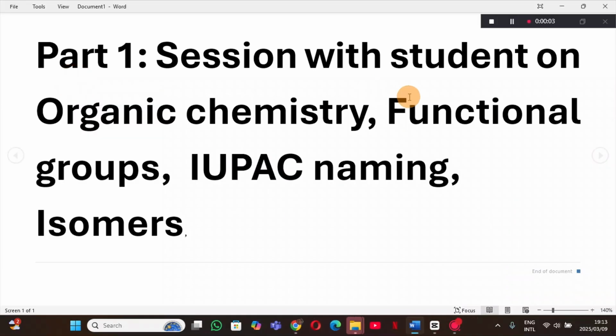This will be the end of the first part of functional groups, IUPAC naming and isomers. I'll be back with part 2 where we actually get into a past exam paper and attempt the actual question on functional groups, IUPAC naming and isomers.